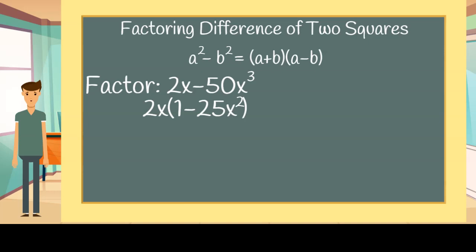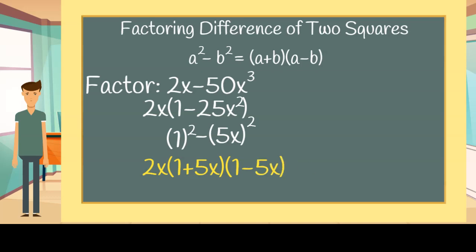1 minus 25x squared is a difference of two squares. 1 is 1 squared. And 25x squared is 5x squared. Using the pattern, the complete factorization of 2x minus 50x cubed is 2x times 1 plus 5x times 1 minus 5x.